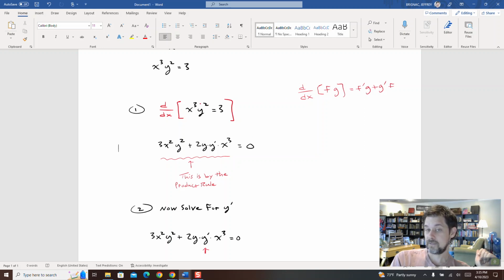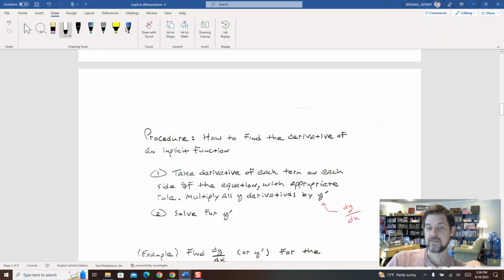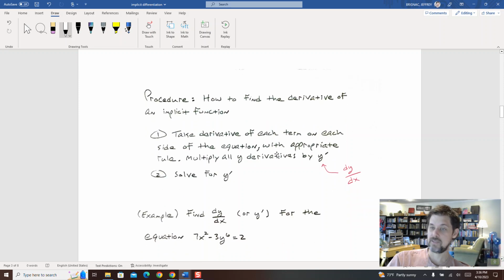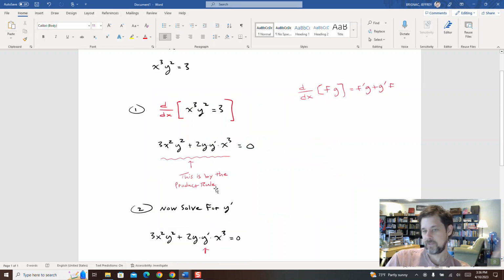So in my case, that'd be the derivative of x to the third, which is 3x squared times y squared, f prime times g, plus derivative of y squared, which is what? The derivative of y squared, ordinarily we would say is 2y. Why am I saying it's 2y times y prime, though, in this case? Well, two answers to that. One is that that's what the procedure says to do. It says multiply all y derivatives immediately by y prime. Okay? So that's one answer.